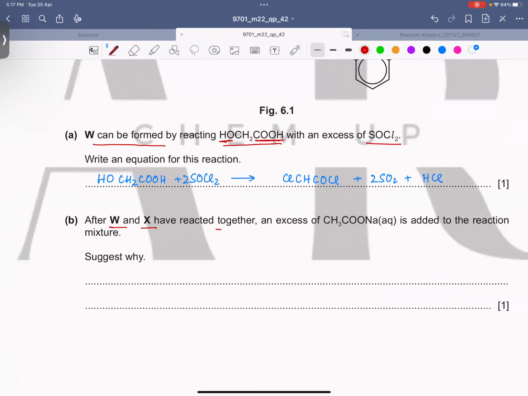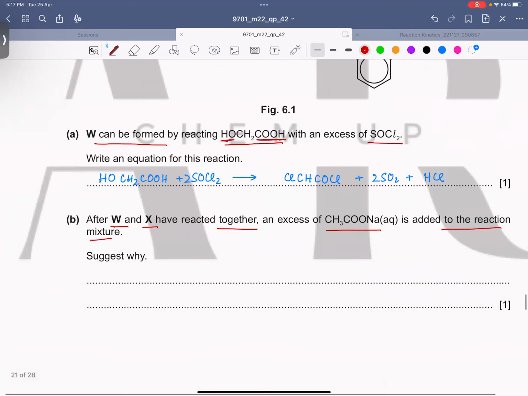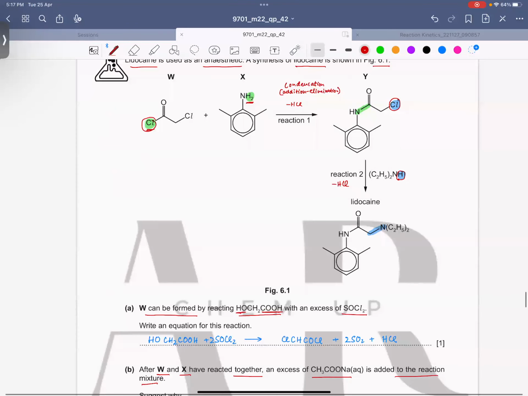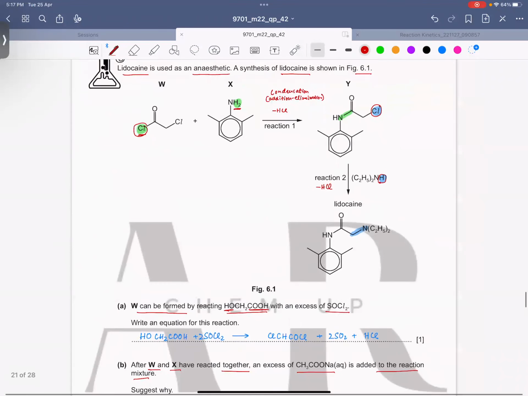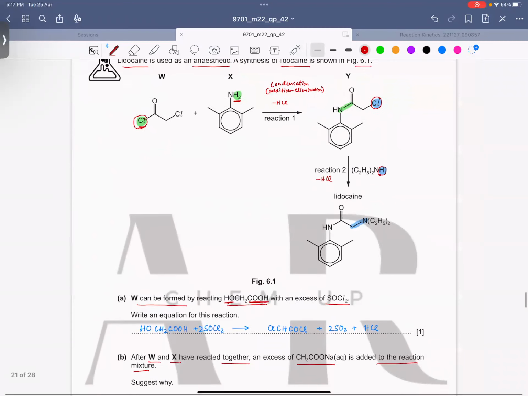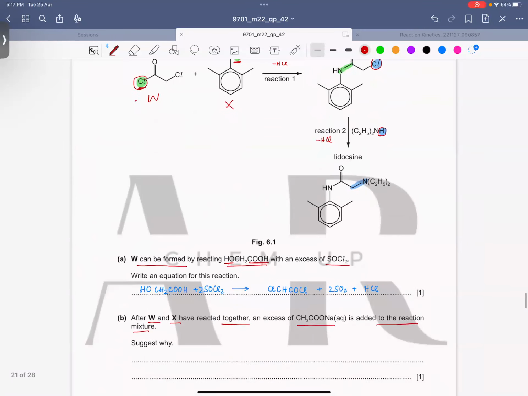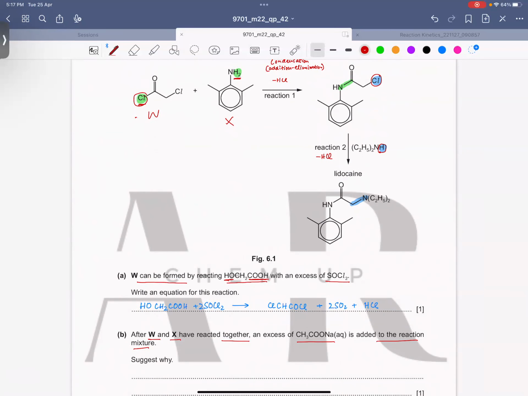After W and X have reacted together, an excess of this ion is added to the reaction mixture. Suggest why. Okay, these are W and X, and what they are saying is that when these two are mixed together, an excess of this ion is added to the reaction mixture. Yes, can anybody identify the reason?